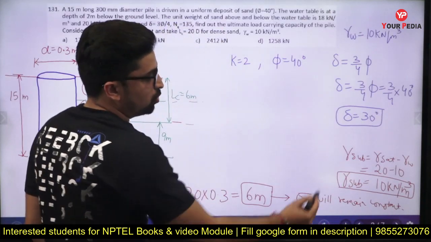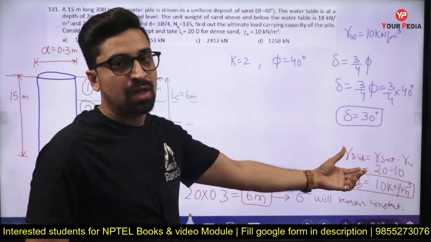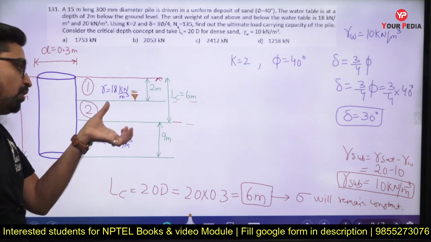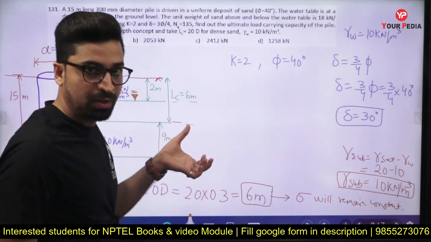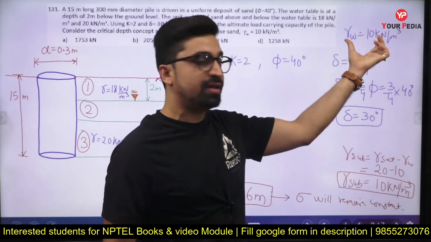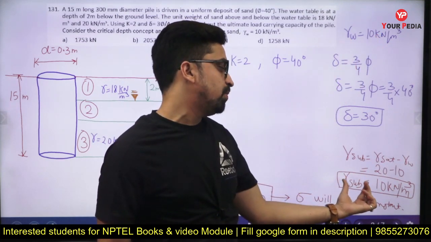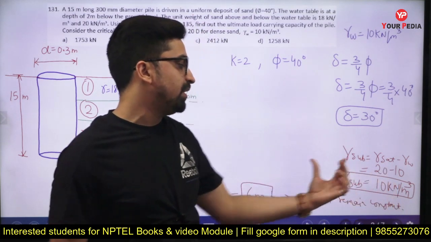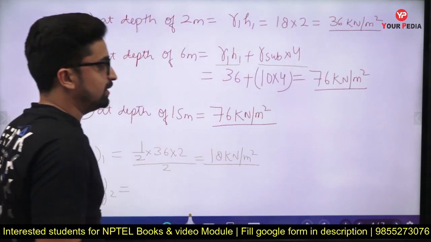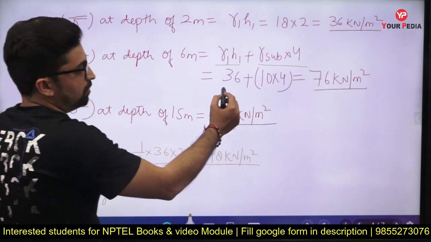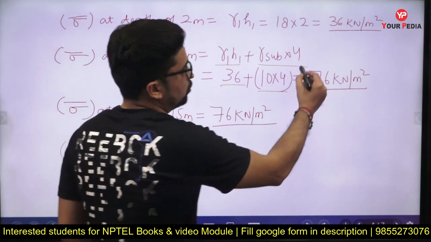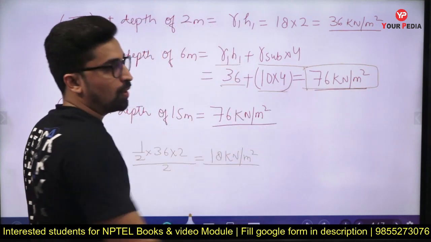Gamma submerged will be equal to gamma saturated minus gamma W, and they have given you that the gamma for soil below the water table is 20 kilonewton per meter cube. So gamma sat will be 20 and gamma W is already given in the question as 10. So our gamma submerged will become equal to 10 kilonewton per meter cube. Now we need to substitute the value in order to find the effective stress. So this will be 36 plus 10 into 4, because gamma submerged is 10. So it will become equal to 76 kilonewton per meter square.